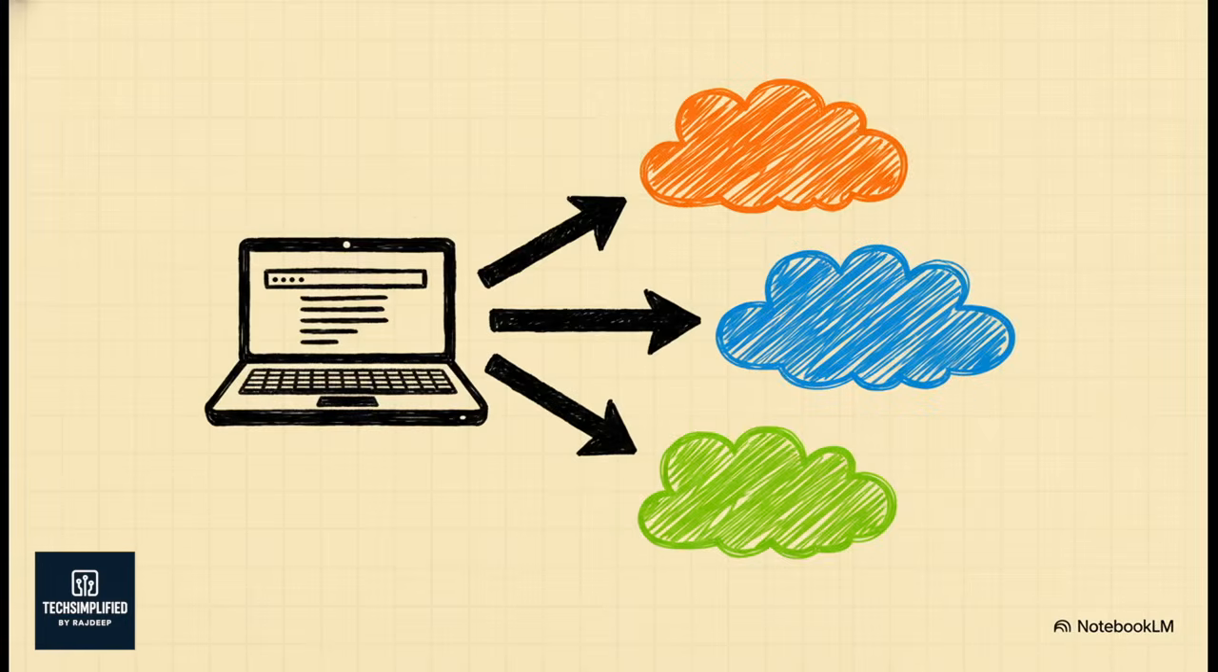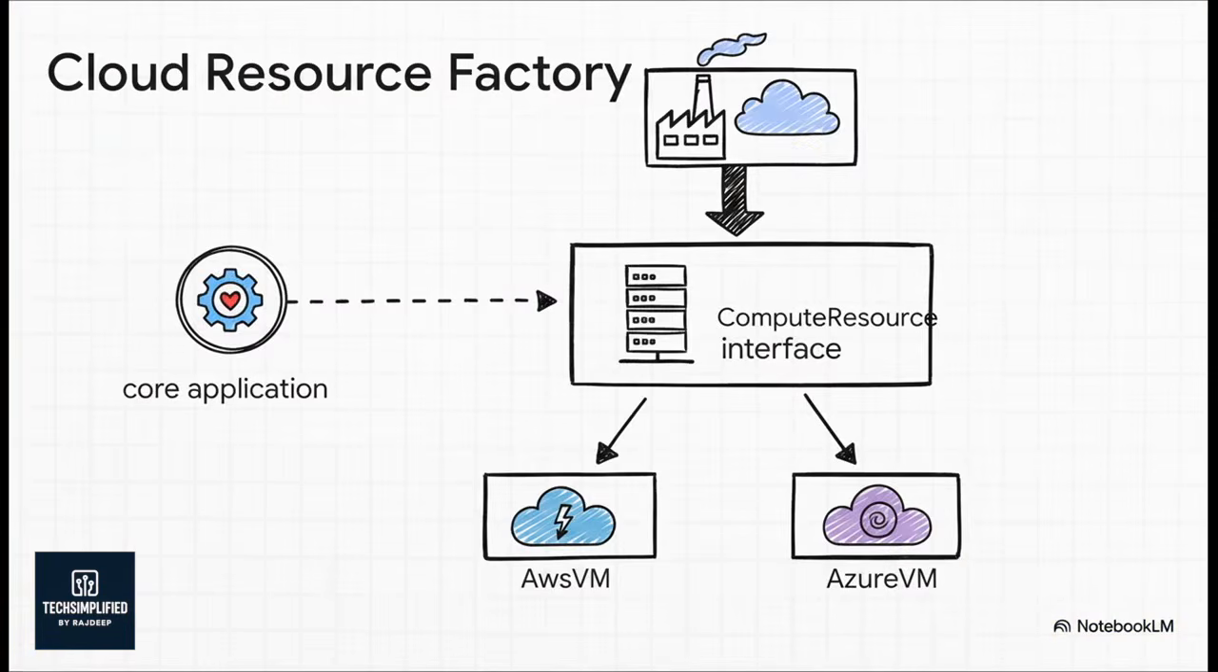All right, for all you cloud developers out there, here's another huge one. Imagine you're building an application that needs to work across different cloud providers, like AWS, Azure, and Google Cloud. The factory method is an absolute lifesaver here. You'd create a generic compute resource interface. Then, you'd have your concrete classes like AWS VM and Azure VM. A cloud provider factory would just look at a config file and instantiate the correct virtual machine for the job. This makes your main application cloud agnostic. It doesn't care if it's running on AWS or Azure, it just works. And that is incredibly powerful.